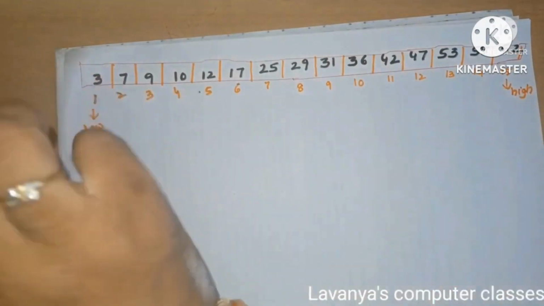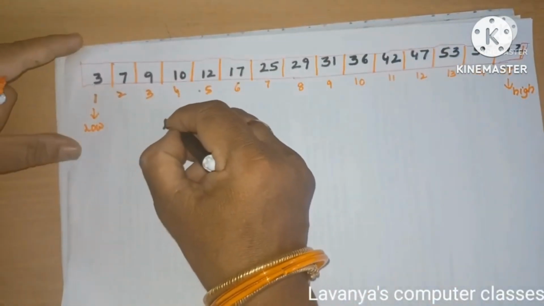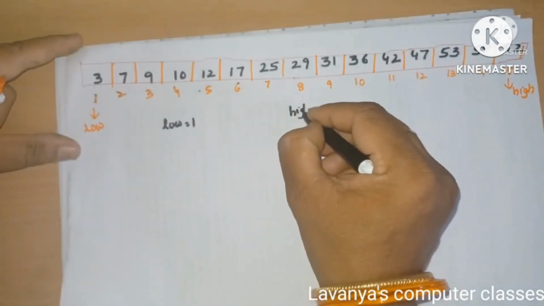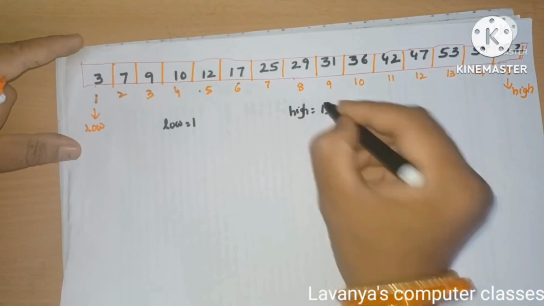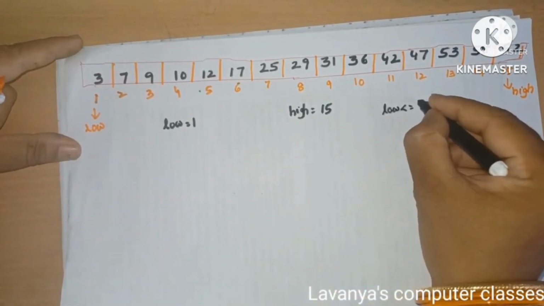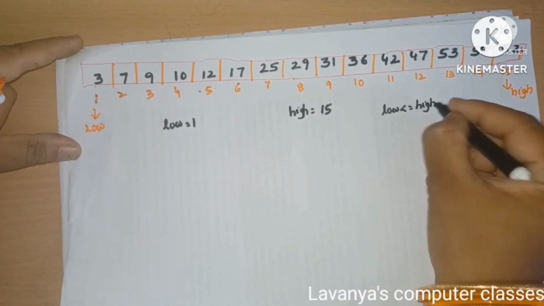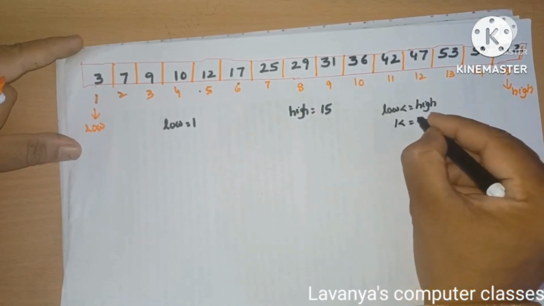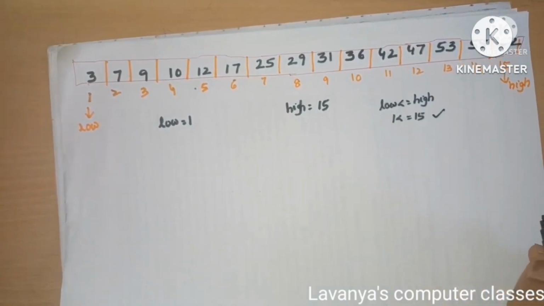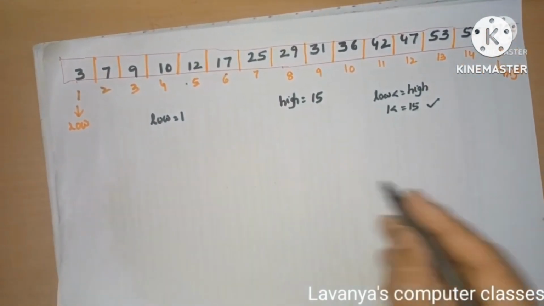So what is the position here? Low equal to 1, high equal to, what is your high value? 15. So here we have to check the condition low less than or equal to high. 1 less than or equal to 15. Yes, the condition is true. Once the condition is true, what do we have to do?